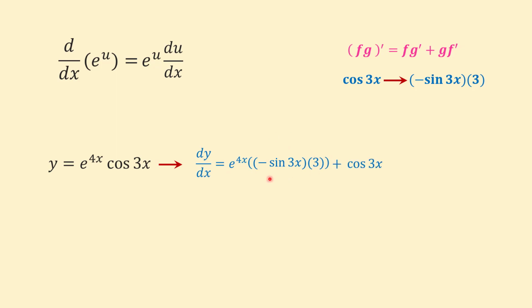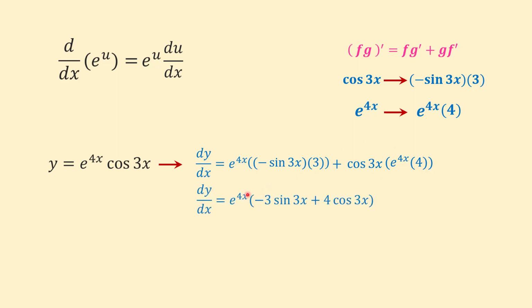Plus write the second function, cosine of 3x is the second function, and multiply it by derivative of the first function. Derivative of e to the 4x is e to the 4x times derivative of 4x, 4. So derivative of the second function is e to the 4x times 4. And finally, if you want, you can factor e to the 4x from the first and second term. E to the 4x times negative 3 sine of 3x plus 4 cosine 3x.